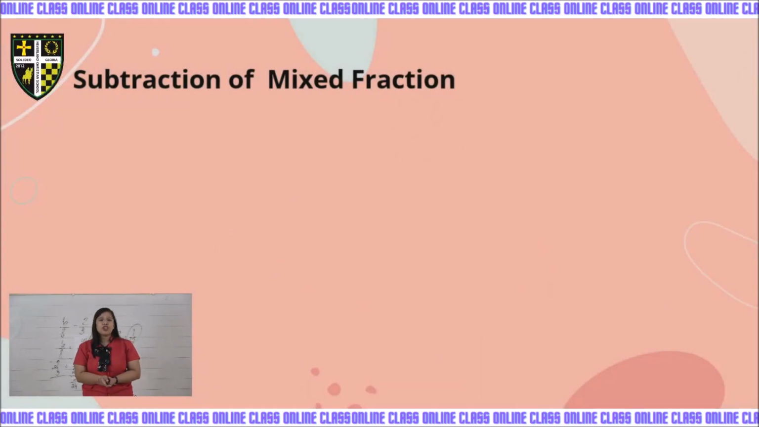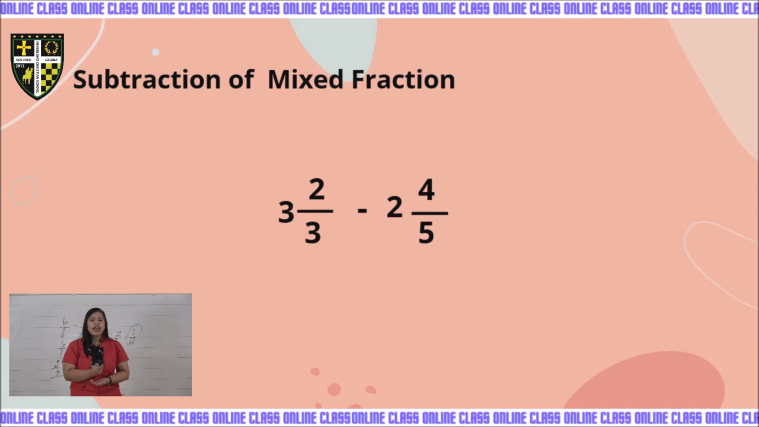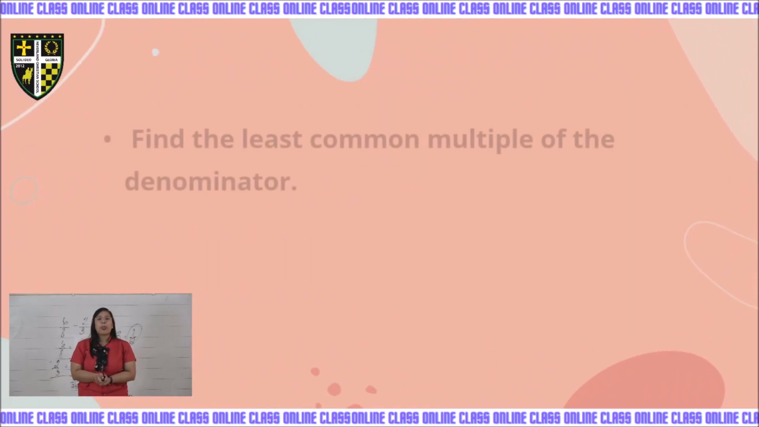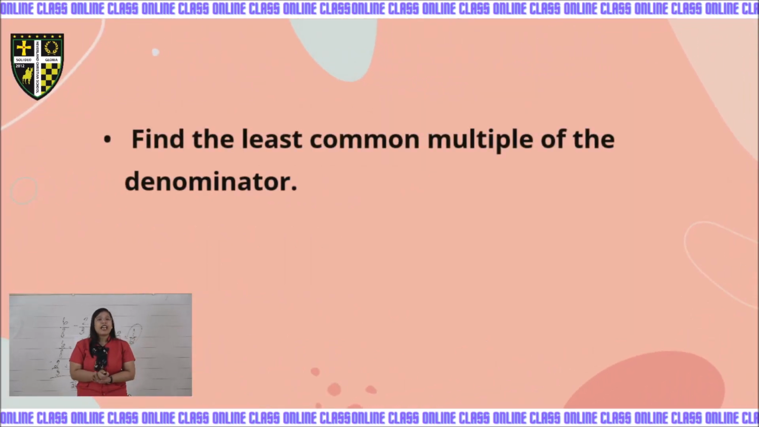Now we have the subtraction of mixed fractions. We have a given of 3 2/3 minus 2 4/5 is equivalent to how many? Or what will be the answer? Again, our first step is find the least common multiple of the denominators. Their denominators are 3 and 5.